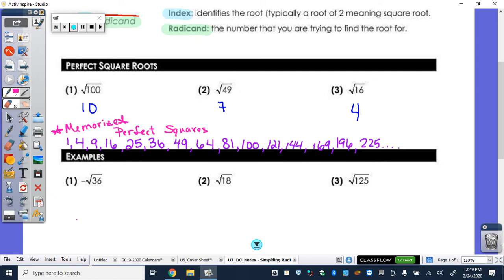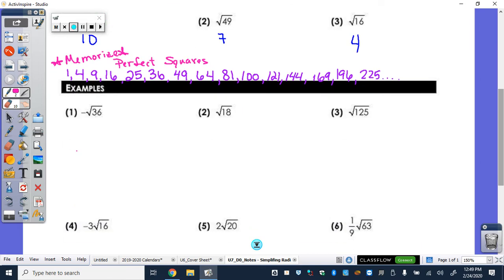So if we take a look at examples on the bottom, the first one is going to be a little bit easier than the other ones because 36, is that a perfect square? Yes. What is the square root of 36? But what do you think happens with this negative out here? Makes it negative. So negative 6 is our answer there.